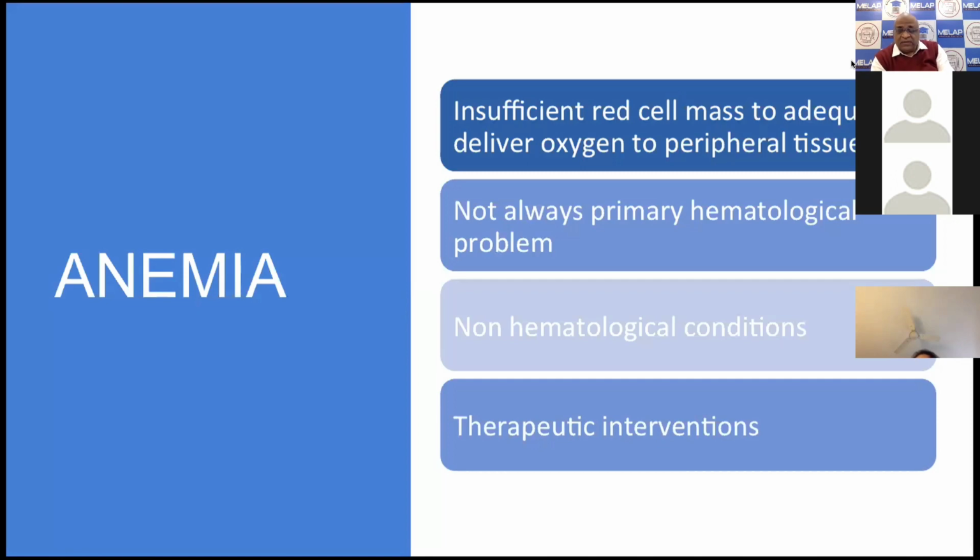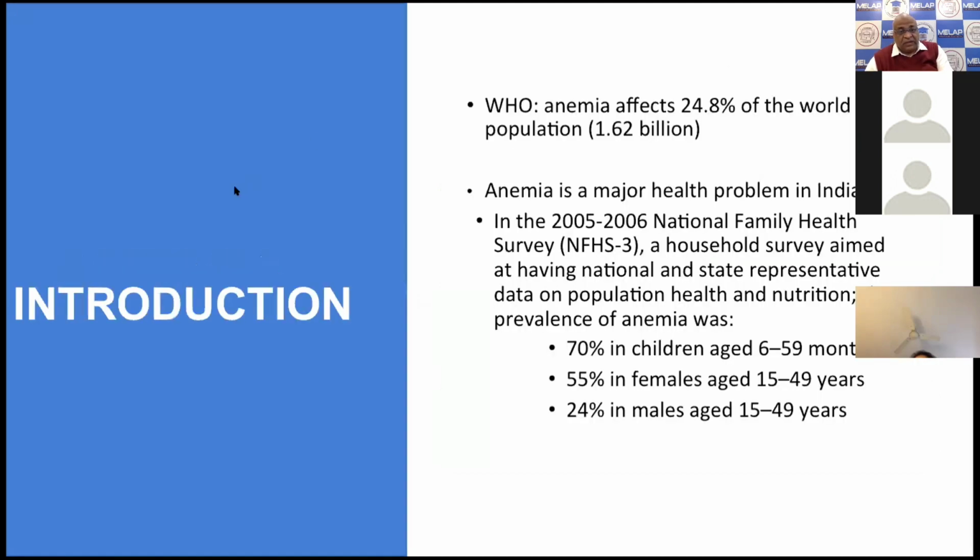And this anemia is not always a primary hematological problem. Sometimes it is because of some systemic disease, maybe hypothyroidism, maybe some connective tissue disorder, or maybe because of therapeutic intervention, some surgical procedure, or some other invasive procedure, or related to drugs, some inflammatory agents, they are causing gastric bleeding and anemia is occurring because of that. So we have to keep all these things in mind in addition to primary hematological examination. And this anemia affects 24.8% of the world population.